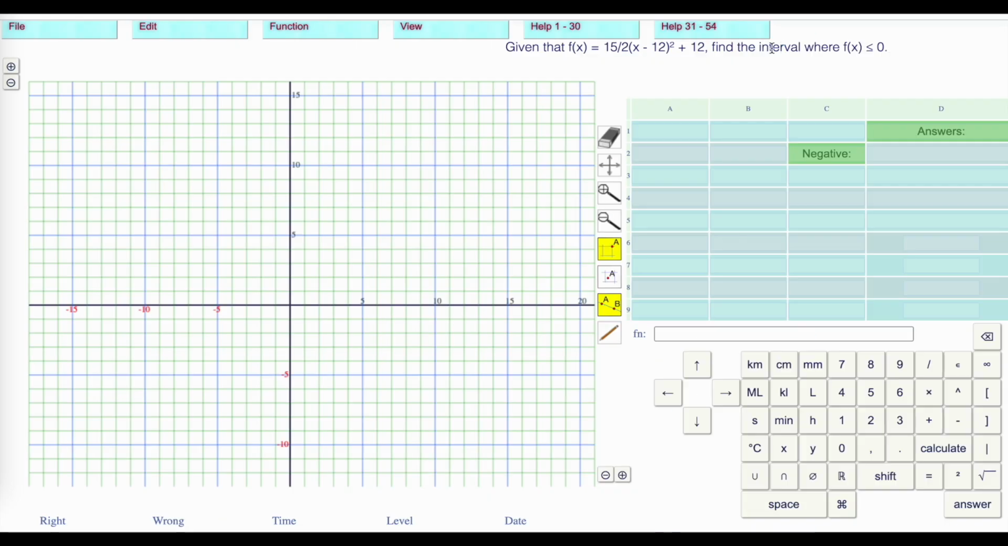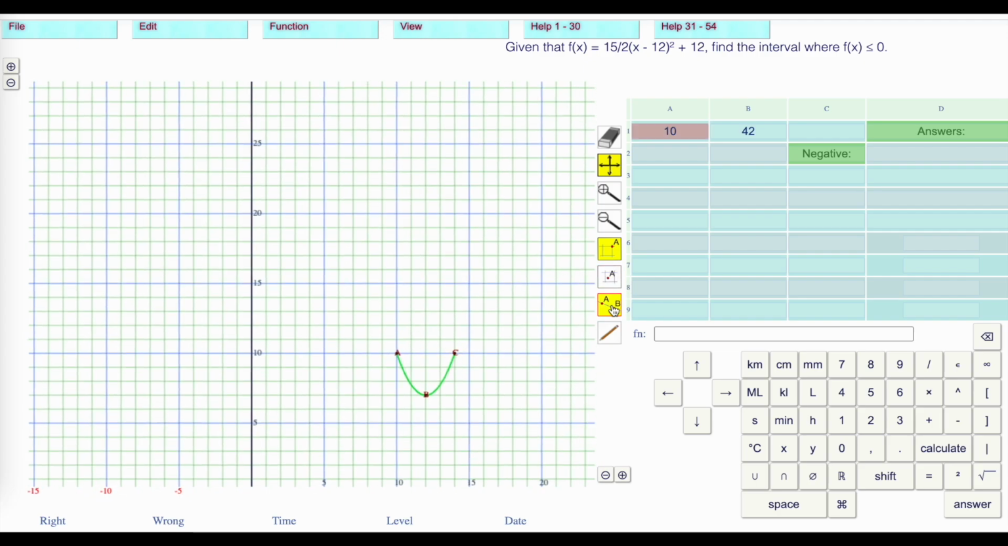For a parabola, we want to find the interval where f of x is less than or equal to 0. Like, when's it negative? The vertex is at 12, 12. It is opening up, so it's going to look something like this, and it's never going to be negative. Let's graph that exactly, though you don't need to. I'm going to put in 12, and we should get 12 back, is equal to 15 divided by 2 times open bracket, x minus 12, close the bracket, squared, plus 12, and that gives us 12. At 10, 42. It really is going to look more like this.